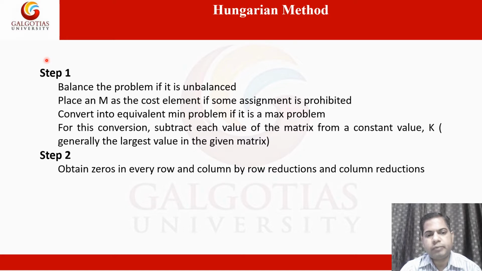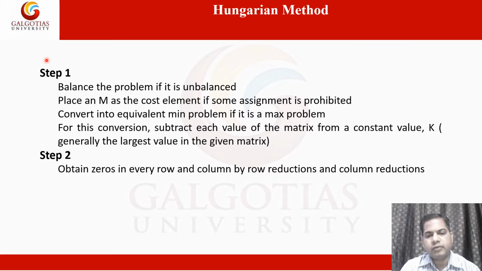Convert into an equivalent minimization problem if it is a maximization problem. If it is a maximization problem, it is mandatory that we convert it into a minimization problem, because the Hungarian method is used only for minimization. We cannot maximize with the help of the Hungarian method. So first we convert the maximum problem into a minimum problem, and whatever solution comes is applied to the maximum problem, so we can get the maximum solution.